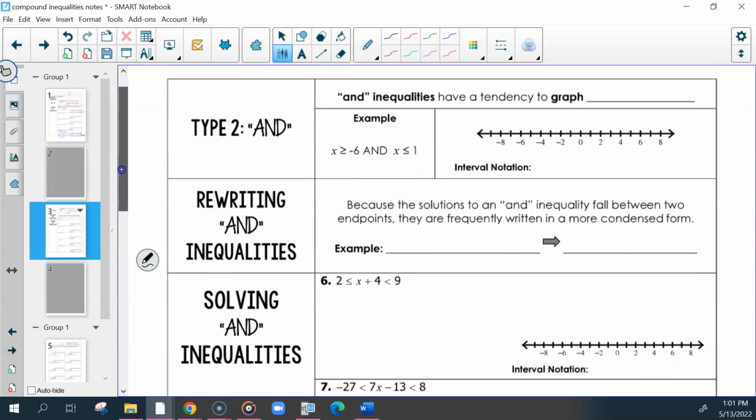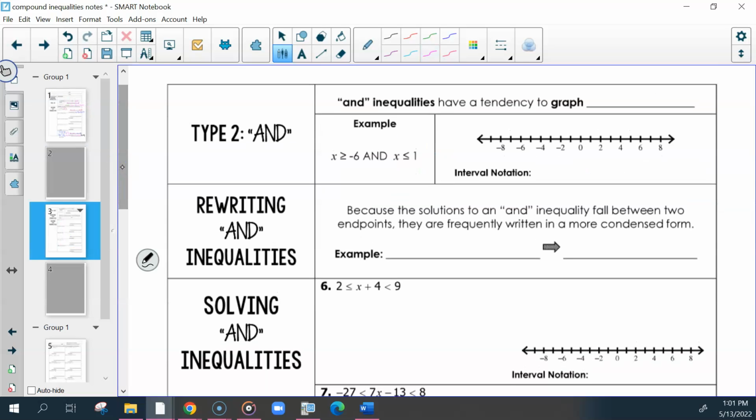On the back. Or and inequalities are opposites. So if or inequalities graph apart and and inequalities graph together, which means they'll be facing each other. So in this example, if we were to graph these two, I'm going to graph them as two separate things and then graph the final answer.